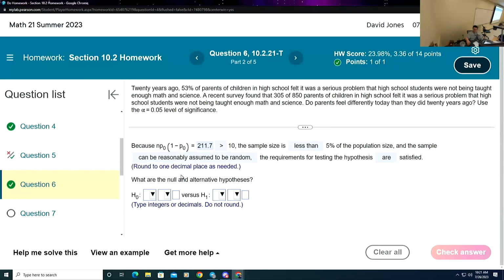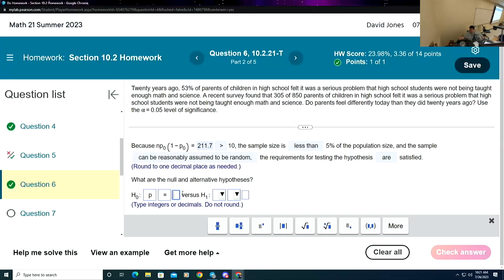Now they're going to walk us through some of this on the test. We had H naught: p was equal to 0.53, and HA: p was not equal to 0.53.